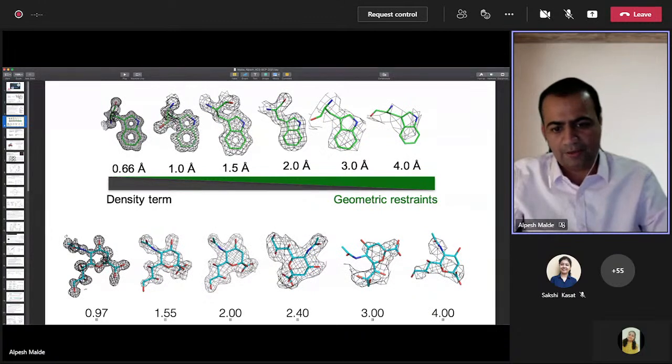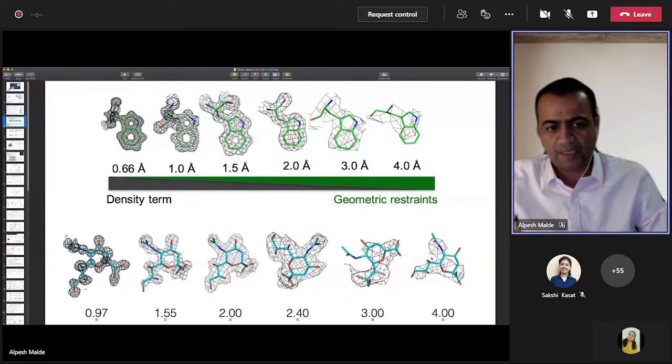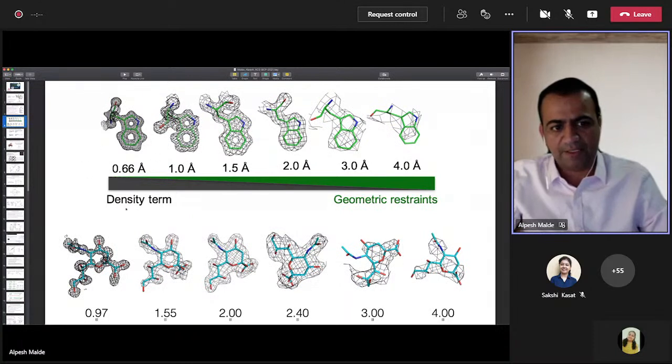And as the resolution drops, what happens? Your electron density becomes a blob. And the way you put a drug molecule can vary, and it's difficult to gauge whether it's going to bind this way, this way, this way, or this way. So when we have a very high resolution, your electron density dominates the structure, and we have more confidence in the structure.